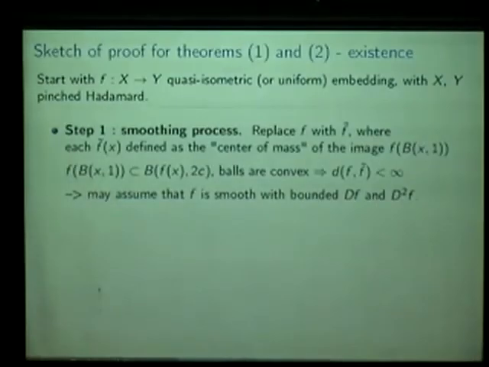And if you do things correctly, you end up with a twiddle F that will replace F, and which is smooth now, with bounded first and second covariant derivatives. So replacing F by the smoothed map, we may assume that our original quasi-isometric map is smooth with bounded first and second covariant derivative.